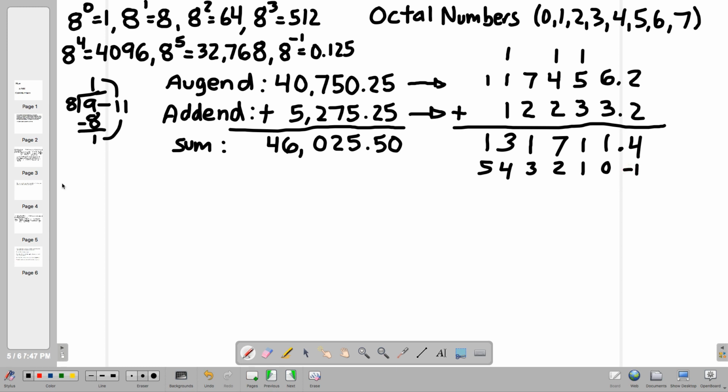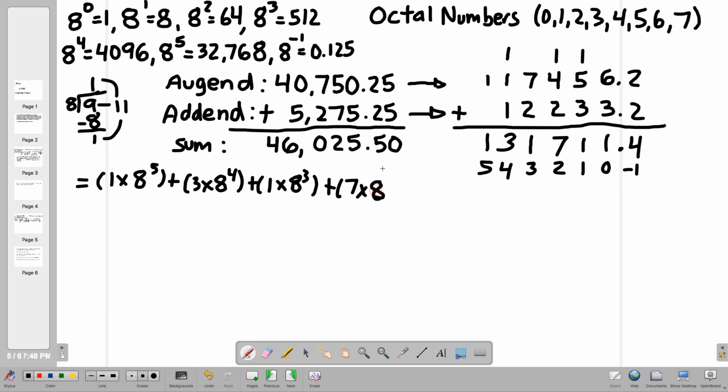So let's compute. We have 1 times 8 to the 5th power, plus 3 times 8 to the 4th power, plus 1 times 8 to the 3rd power, plus 7 times 8 to the 2nd power, plus 1 times 8 to the 1st power, plus 1 times 8 to the 0th power, and plus 4 times 8 to the -1 power. All right, let's break it down further.